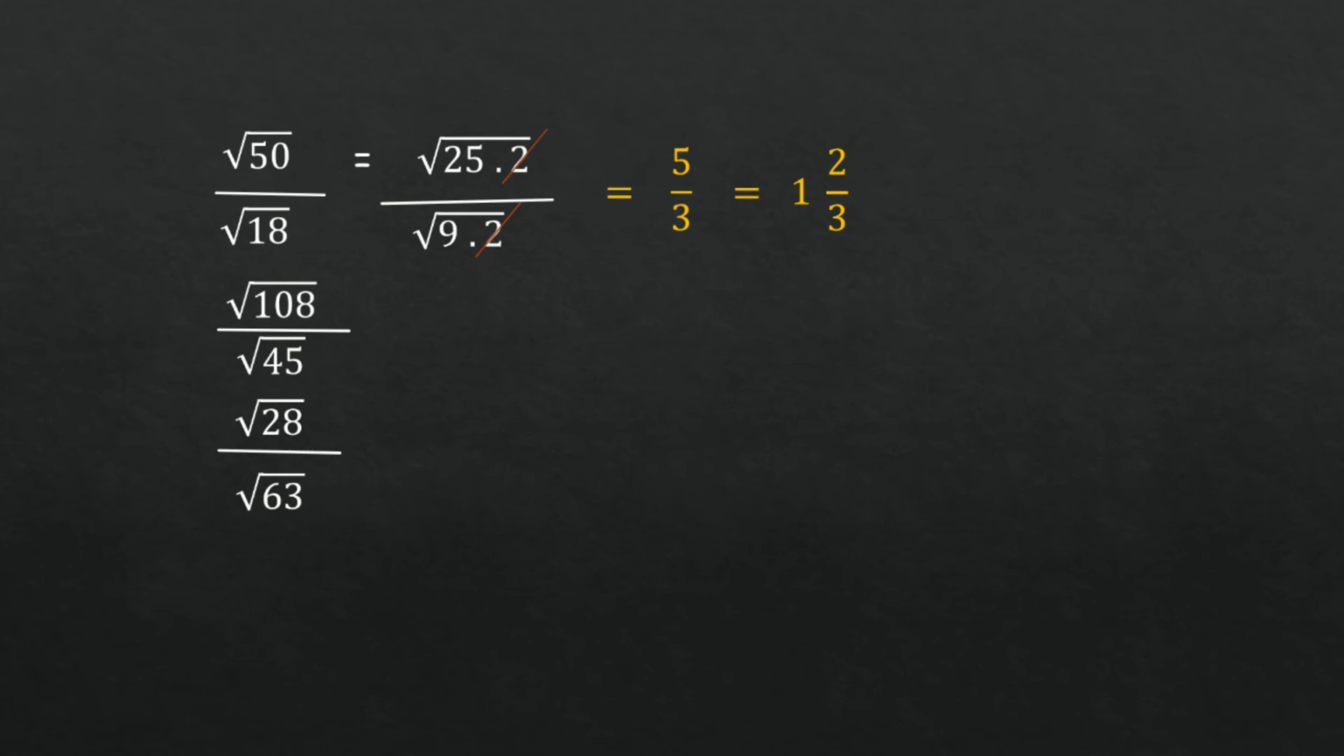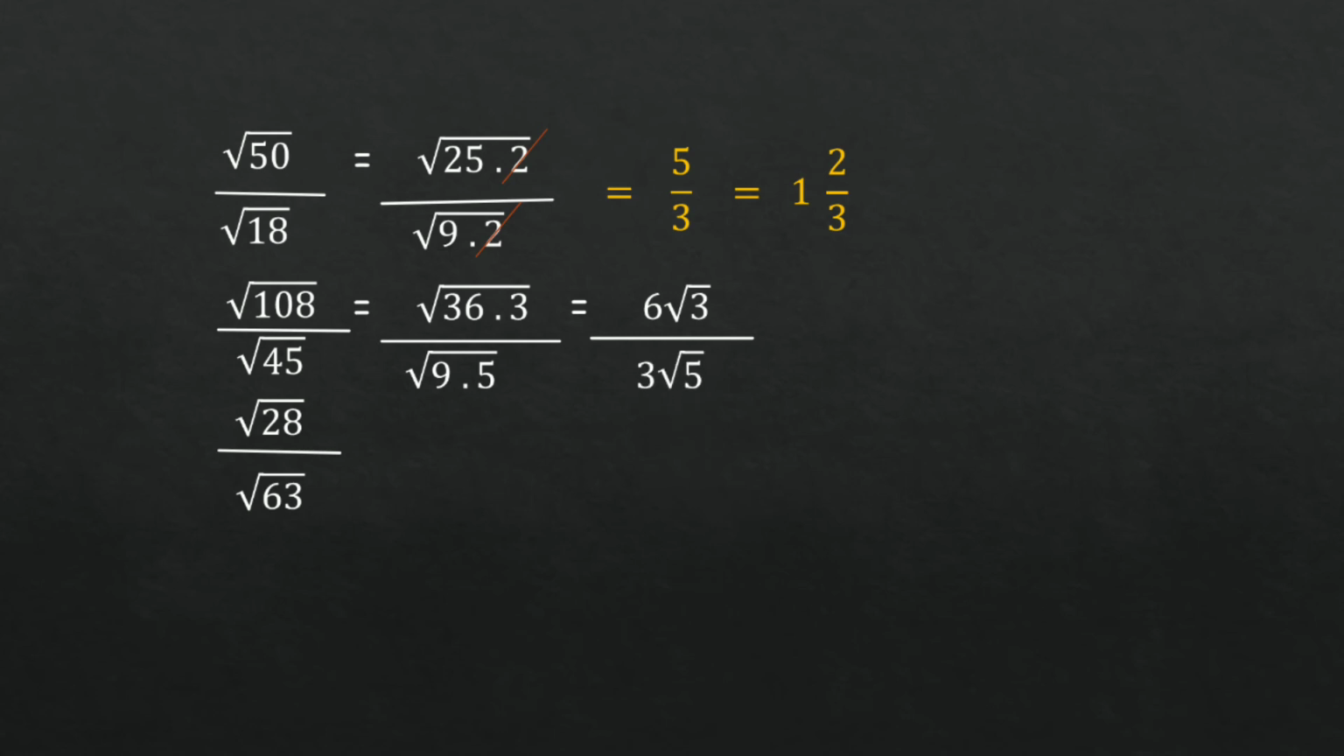For our next example, we have square root of 108 over square root of 45. So the factors of 108 that has perfect square are 36 and 3. And for 45, we have 9 and 5. So let's simplify. Square root of 36 is 6, square root of 3. And square root of 9 is 3 and square root of 5. But we can simplify the coefficient because 6 divided by 3 is 2. So our final answer here is 2 square root of 3 over square root of 5.